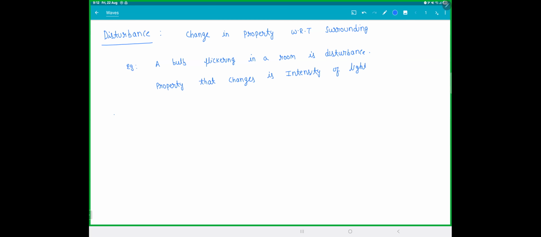Now, when you keep saying this property, this can be anything. It can be pressure. In sound waves, it is pressure. It can be displacement. In waves on a string, it is displacement. It can be density. Again, in sound waves, density also changes. Electric field, magnetic field, it doesn't matter.